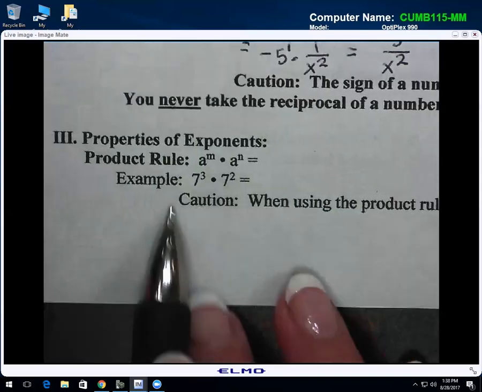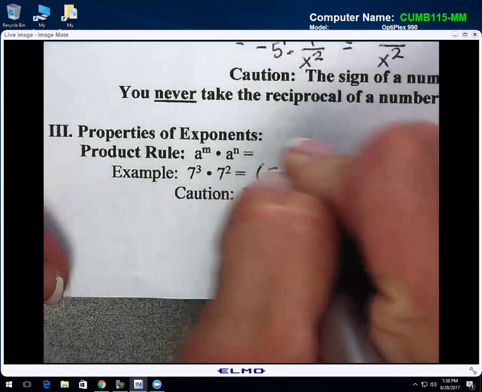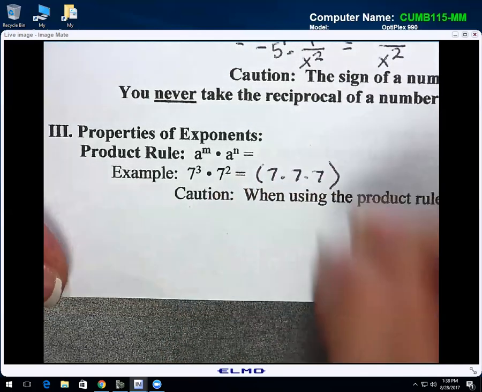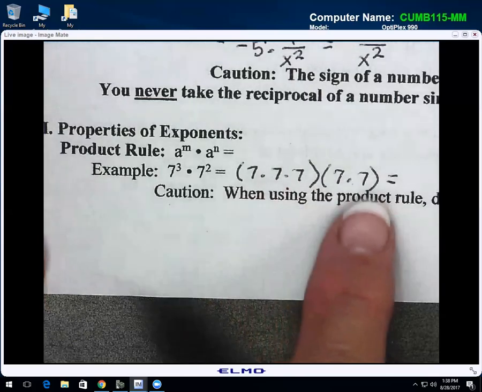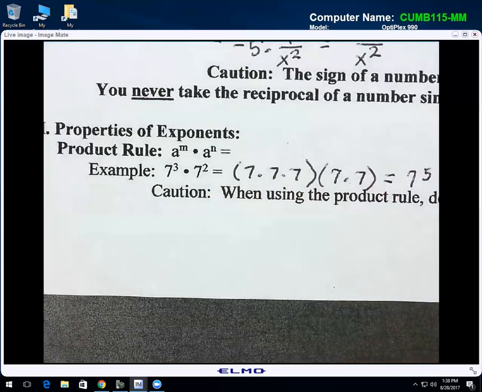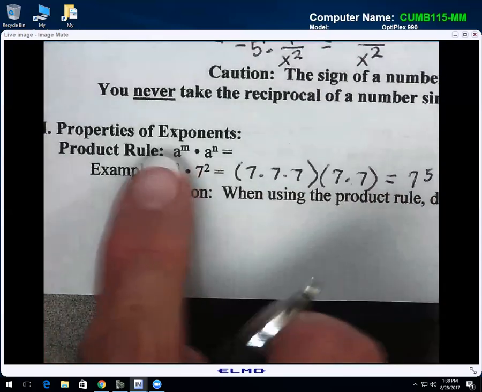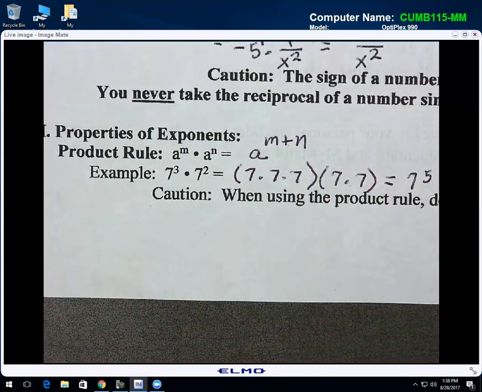If you just gave me 7 cubed times 7 squared, and I don't have any rule memorized, I just have to figure it out. I know 7 cubed means 7 times 7 times 7, and I know 7 squared means 7 times 7. So how could I write 7 times 7 times 7 times 7 times 7 using an exponent? That's 7 to the 5th. I have 5 7s, which just happens to be what I would get if I had done what to those exponents originally. If I added them. And that's why the product rule says when you multiply two expressions with the same base, you add their exponents. Not because some dead guy 1,000 years ago made it up, but somebody noticed the pattern, and that pattern is a nice shortcut for us.